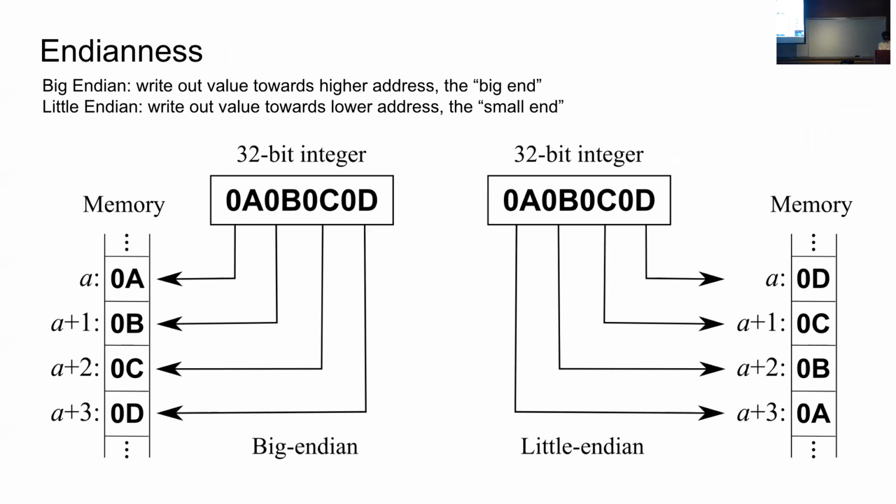Okay, quick reminder on endianness. There's big endian and little endian. And the way I like to think about it is big endian is we're writing out our value towards our higher address, towards the big end, right? So in this diagram, we have the value 0A, 0B, 0C, 0D. So we will write it going towards the larger end. So our lowest address will have 0A and our largest address will have 0D, right? For little endian, it's the same but reverse. We write it towards the small end. Okay. So hopefully this makes sense.